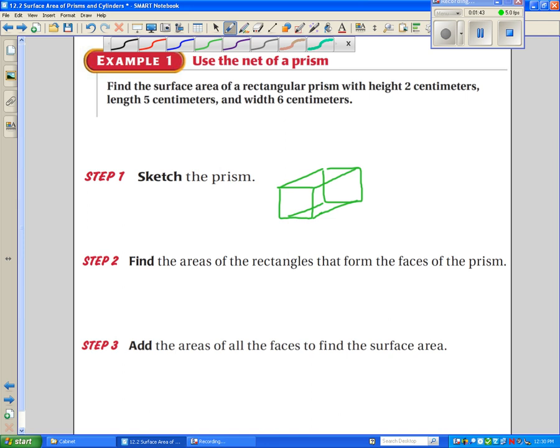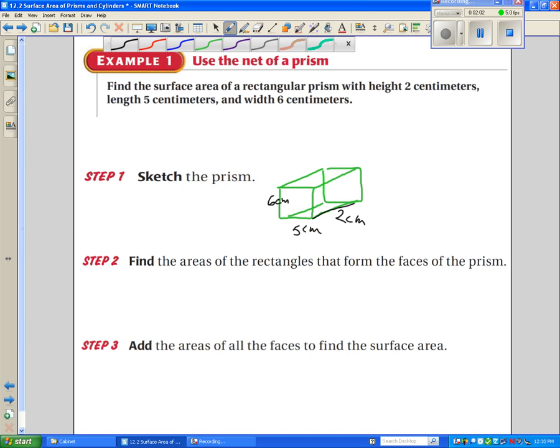And then I mark up the values. The height, which I'm calling the distance between the two bases, is 2 centimeters, and I'm saying this is lying on its side. It's not a big deal because it's a rectangular prism, and all of the faces are rectangles. Then we have 5, and I'm calling the width 6. It really doesn't matter how you work it out, just keep it in mind when going through it.